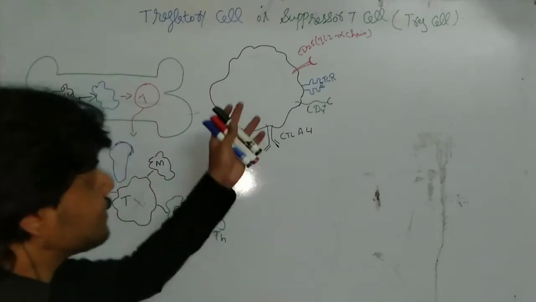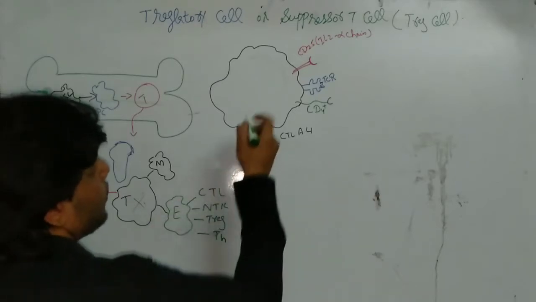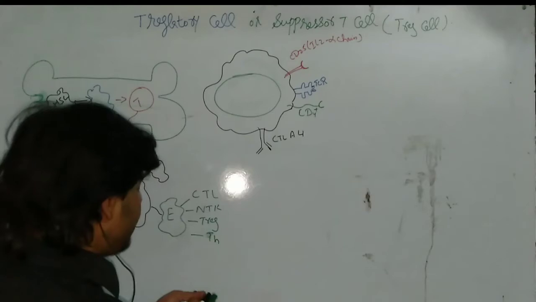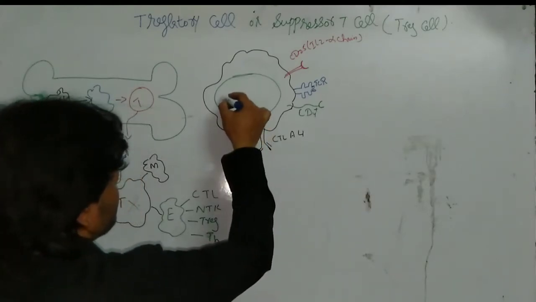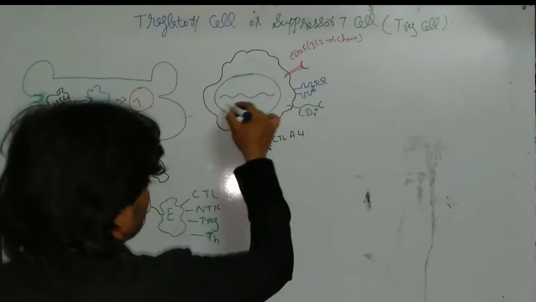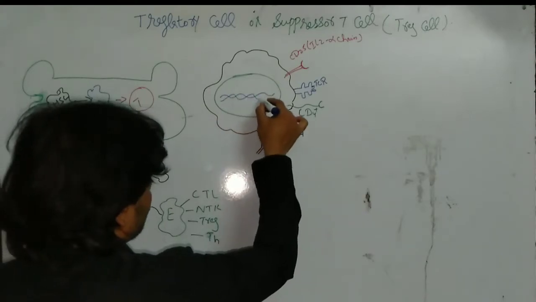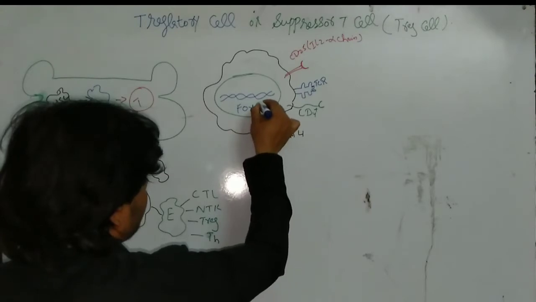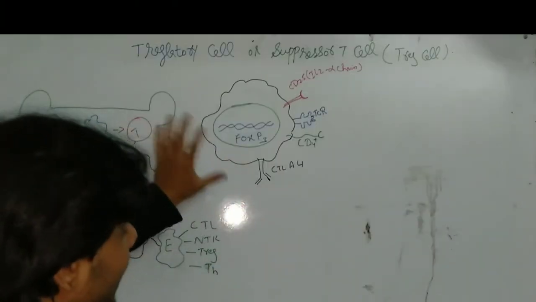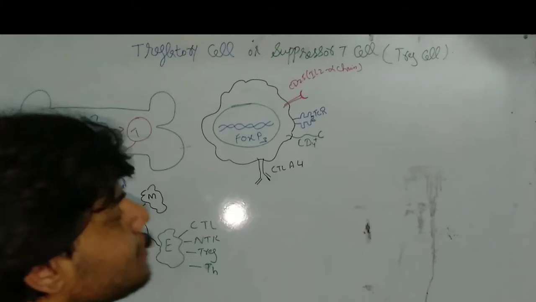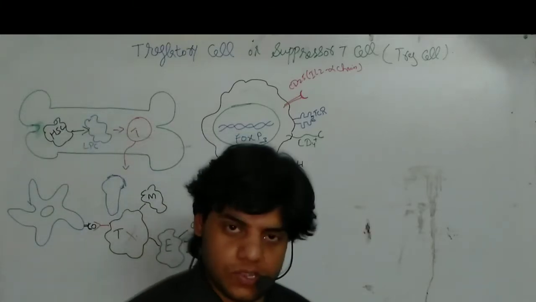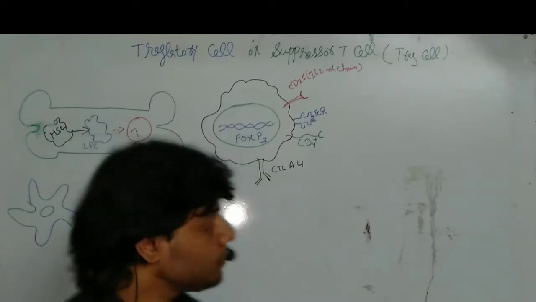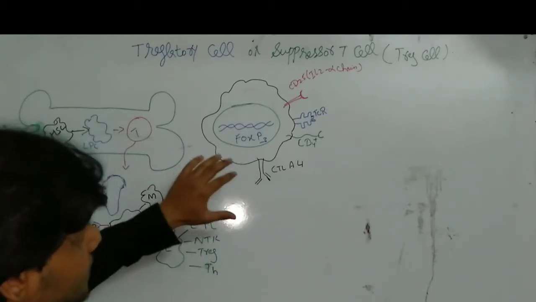And inside this T regulatory cell we have the nucleus portion, as you can see. Inside this nucleus they have the genetic material, which we call FOXP. This is actually not the real structure, but this is somehow the T regulatory cell structure. They have all these main components and their genetic material. Now, this is the structure.